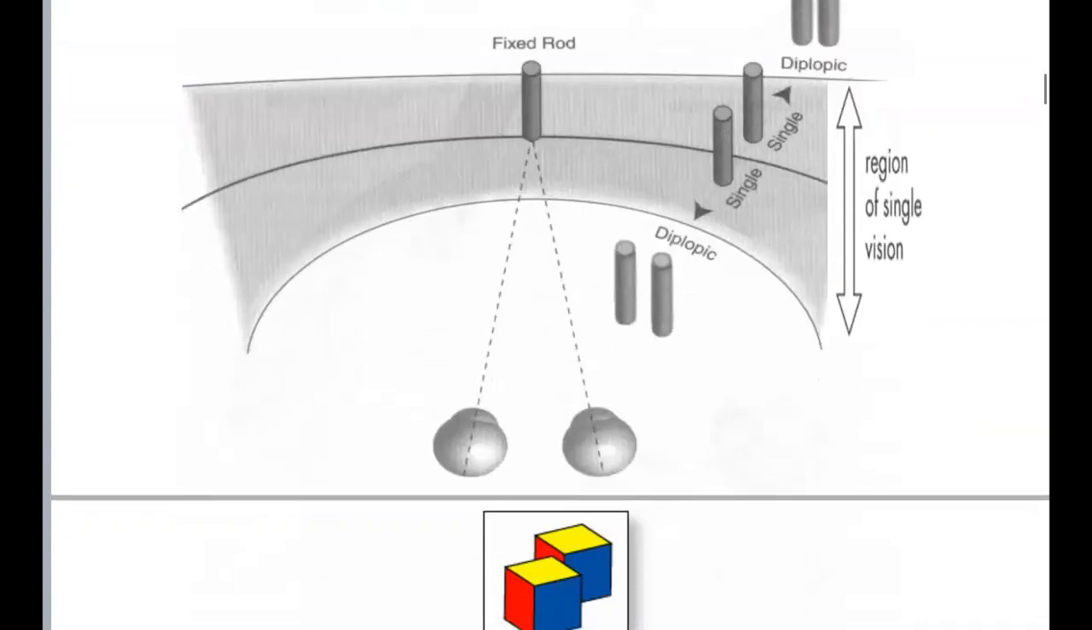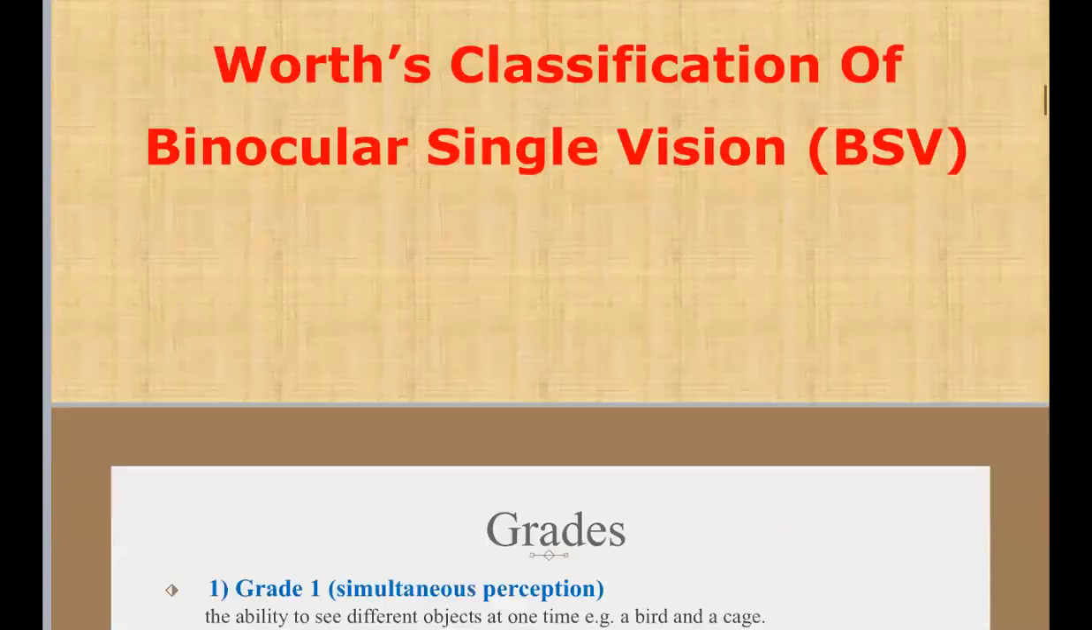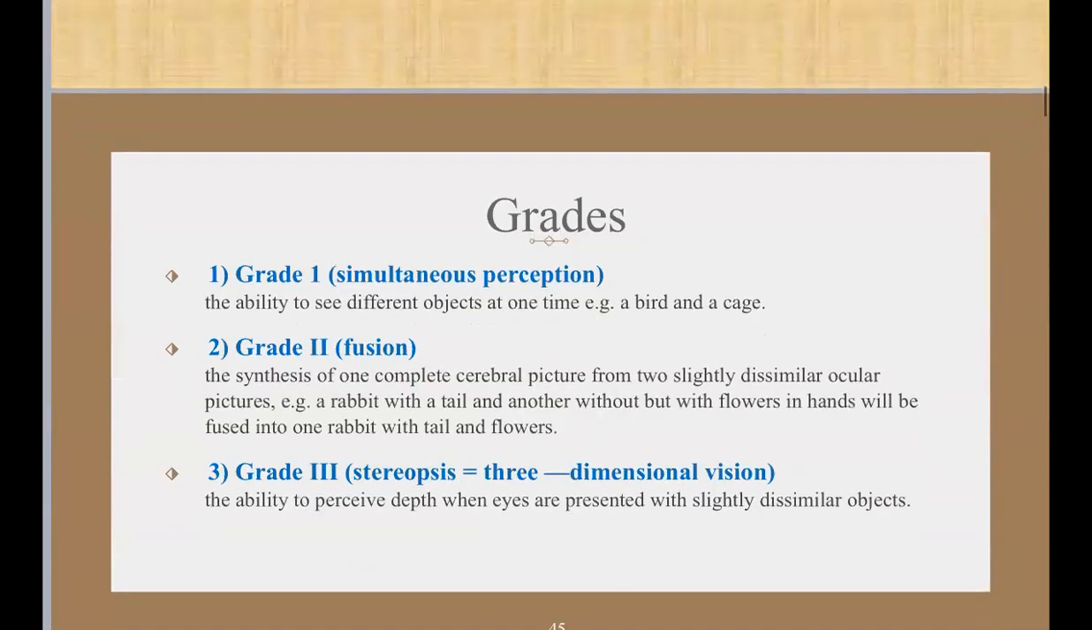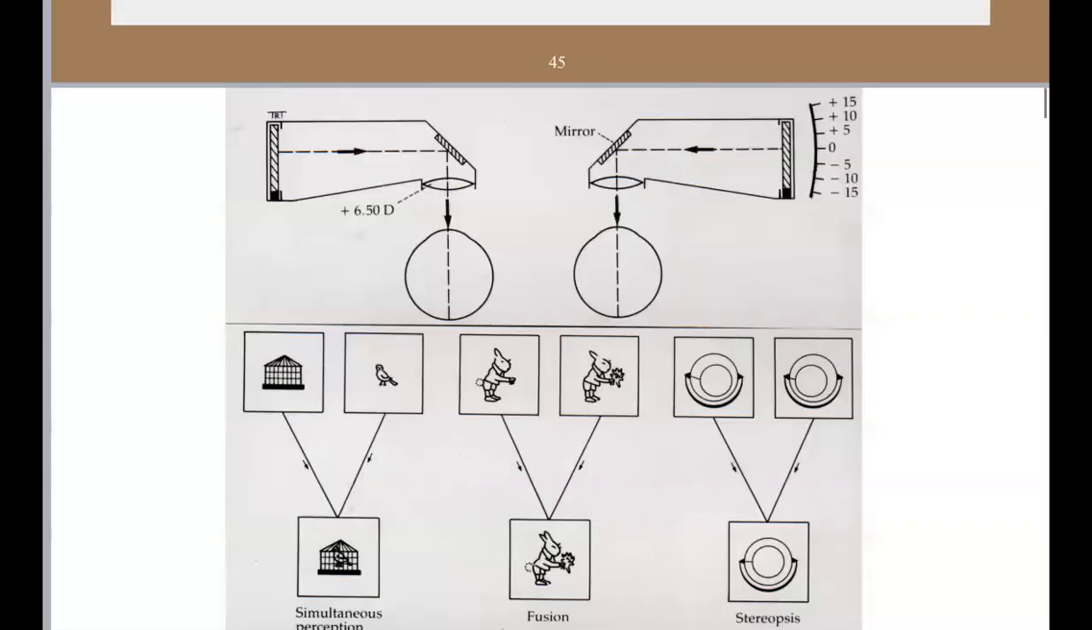Let's go to Worth's classification of binocular single vision, which has 3 grades. The first grade is simultaneous perception. I must see with my right eye at the same time that I can see with my left eye. This is called simultaneous perception, and this is grade 1 of binocular single vision, by which, when I apply this to the synoptophore, I can see that the bird is inside the cage.